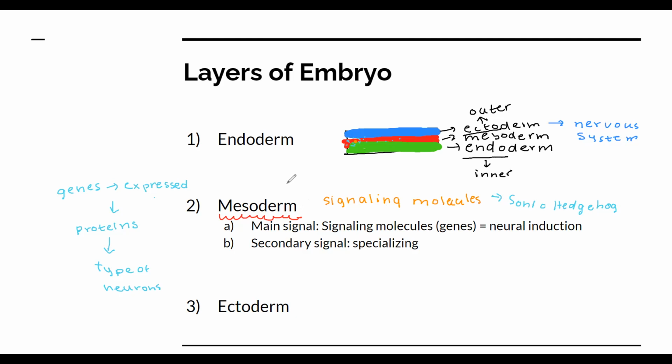I think the main takeaways you need to take away from this video is that endo means innermost, meso means middlemost, and ecto means outermost, okay? And remember that the ectoderm is what becomes the nervous system. That's really important.